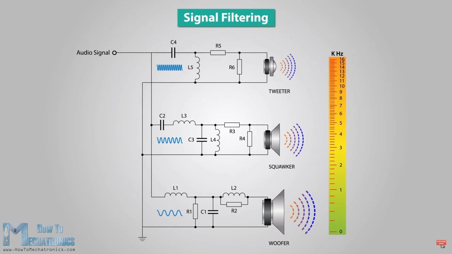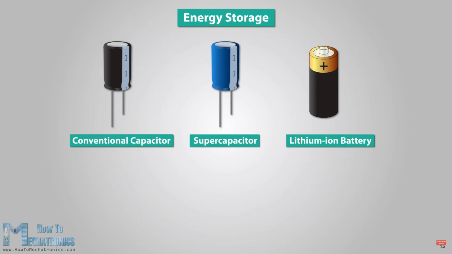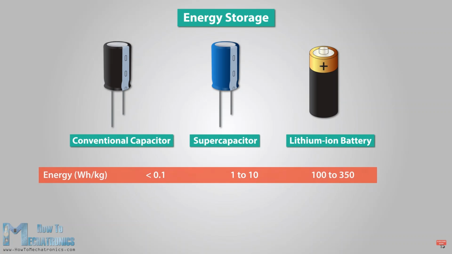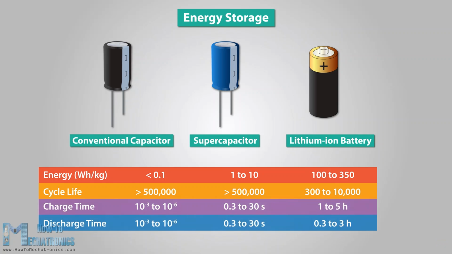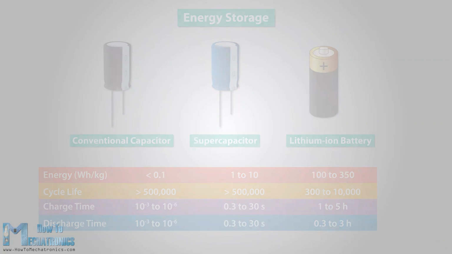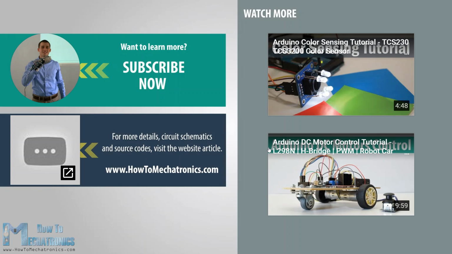Another rather obvious use of capacitors is for energy storage and supply. Although they can store considerably lower energy compared to a battery of the same size, their lifespan is much better and they are capable of delivering energy much faster, which makes them more suitable for applications where a high burst of power is needed. So that would be all for this tutorial.